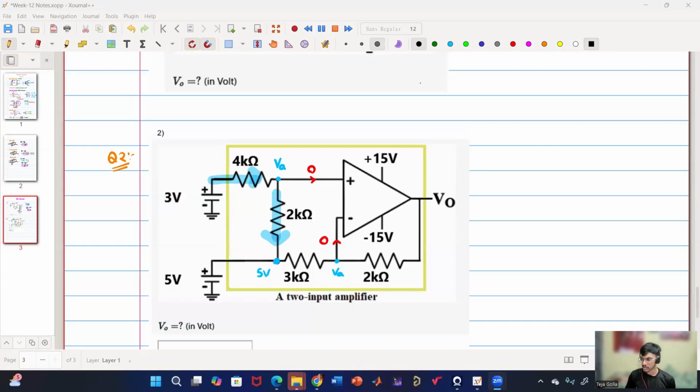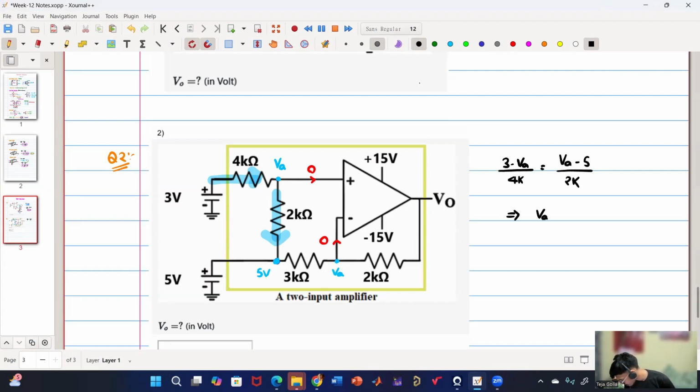You have to be quick. These are easy problems, so you have to be faster. Just ask KCL equations. Nandini says (3 minus VA) by 4K equal to (VA minus 5) by 2K. Very good. Gyanendra says the same. So (3 minus VA) by 4 kilo equals (VA minus 5) by 2 kilo. Can you solve for VA and let me know what is the value of VA?